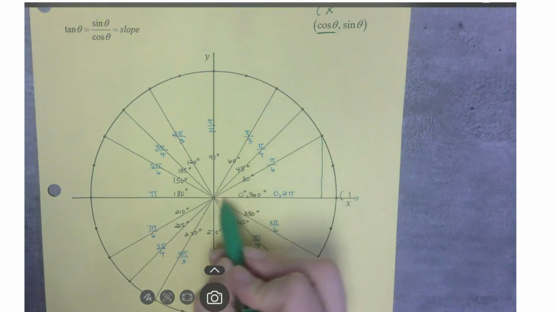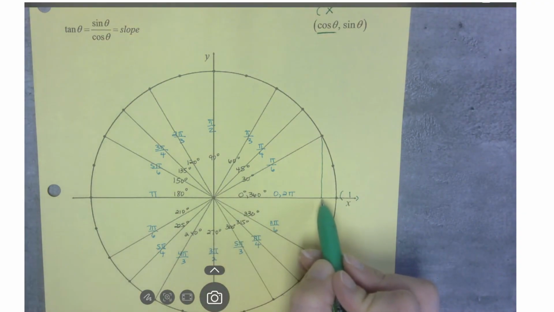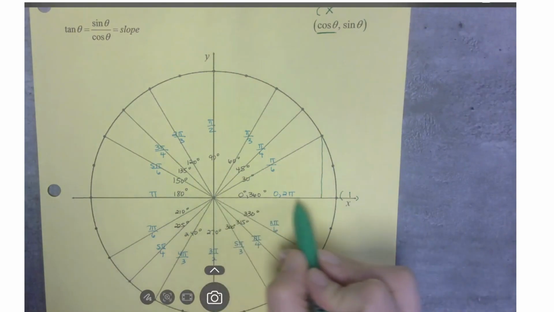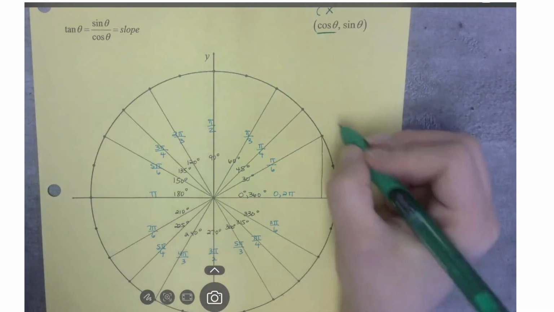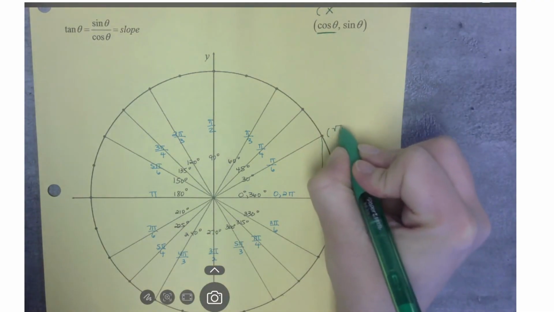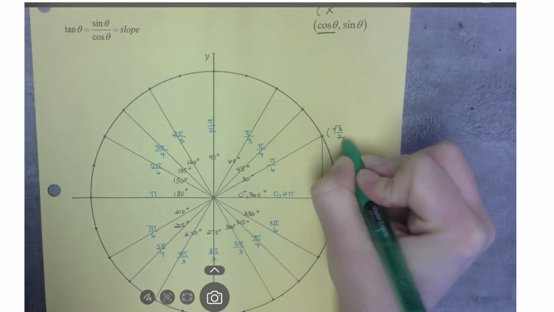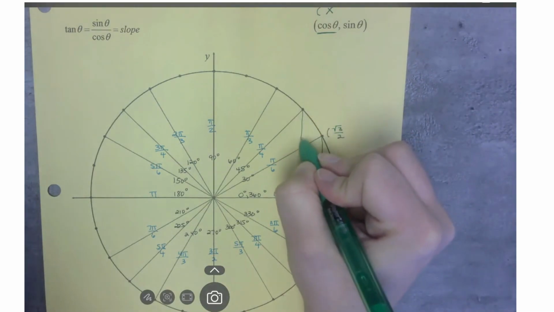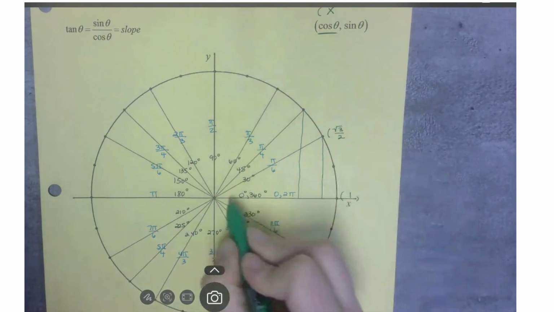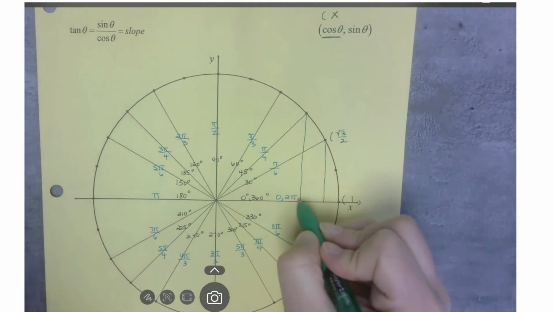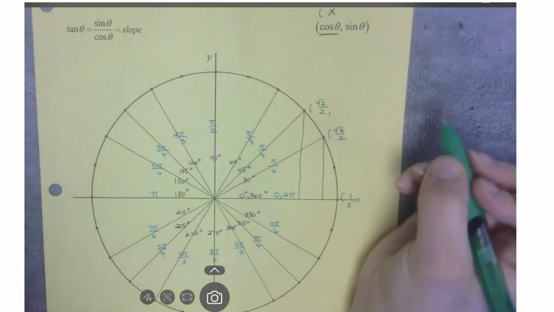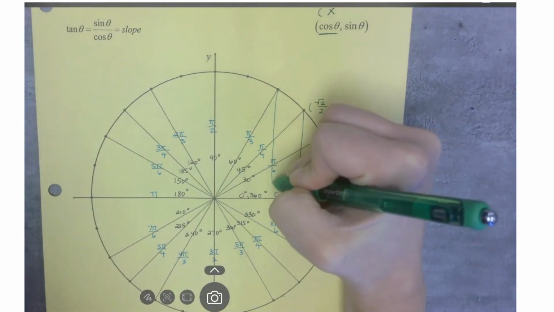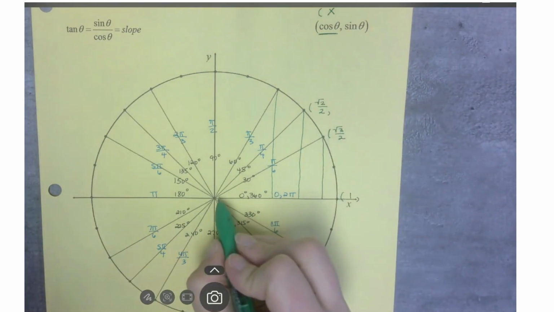Now this one right here, if you can remember the previous video clip I just showed you, this is a 30, 60, 90 triangle tipped. And so this length right here is the square root of 3 over 2. Now this triangle right here is a 45, 45, 90. So this one right here is the square root of 2 over 2. And this triangle right here, there's that 30, 60, 90.